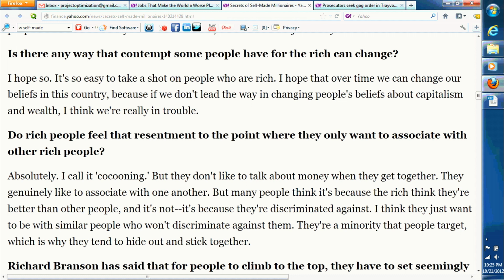Okay, so let's take out the first "they" and put in rich people. But rich people don't like to talk about money when they get together. Now let's change it to: no rich person likes to talk about money when they get together. So now you see how you could swap out "they," put in a categorical term, and also put in a quantifier. Instead of saying rich people don't like to talk about money when they get together, you say no rich person likes to talk about money when they get together.